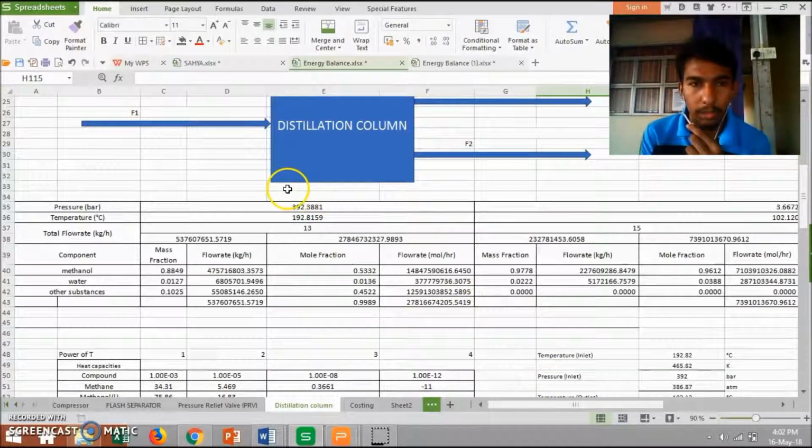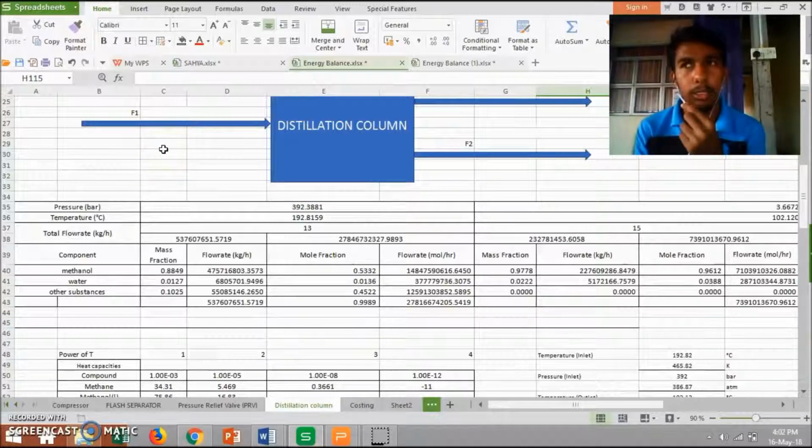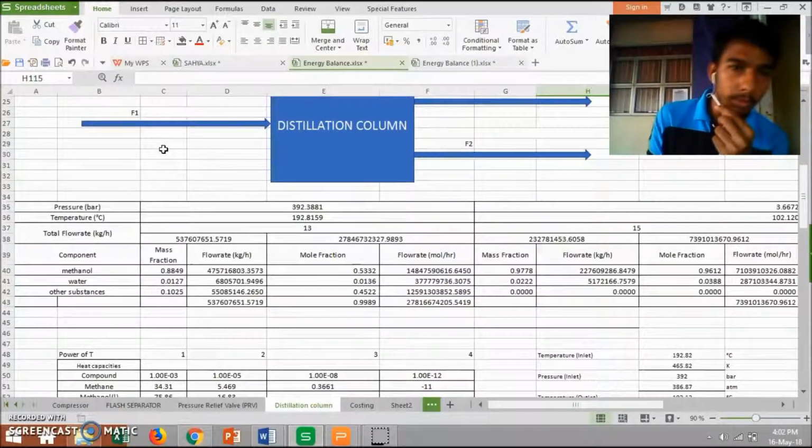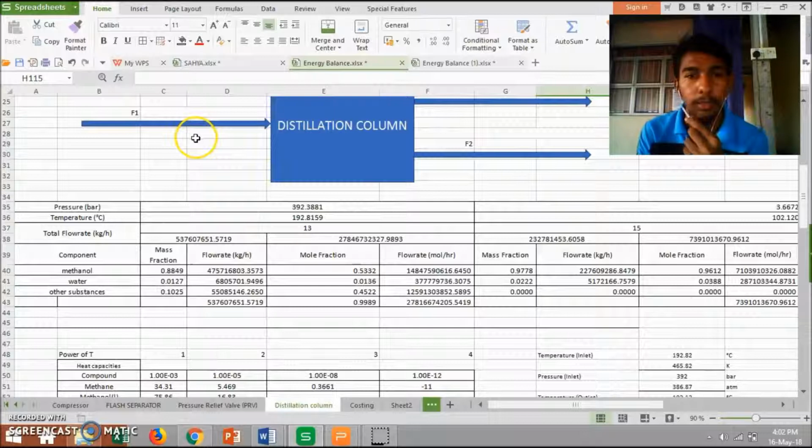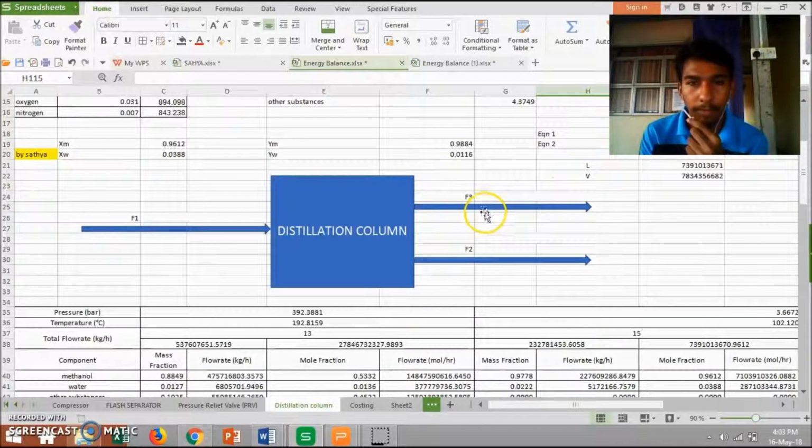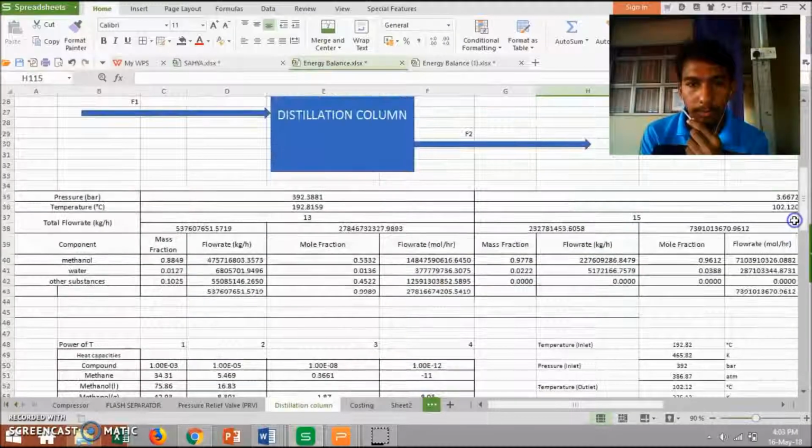In this case, as we have mentioned before, the feed for the distillation column is the product of the flash separator, which is in a liquid phase. In the distillation column, we want the final product to be in vapor, which is to be sold, separated from other unwanted substances. So F3 here is the vapor phase and F2 is the liquid phase. As you can check here, both are in a liquid phase.